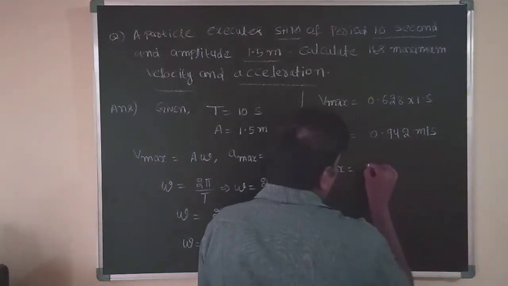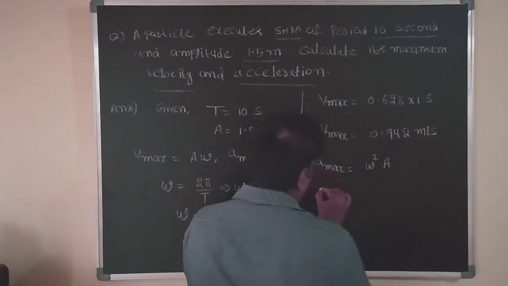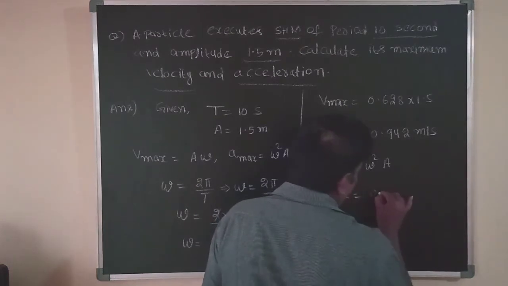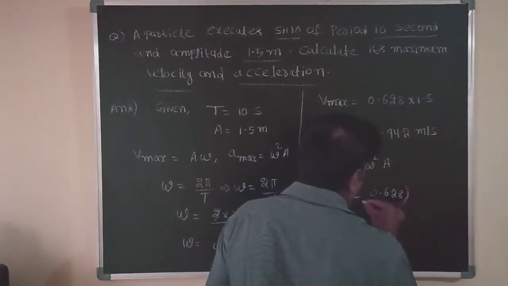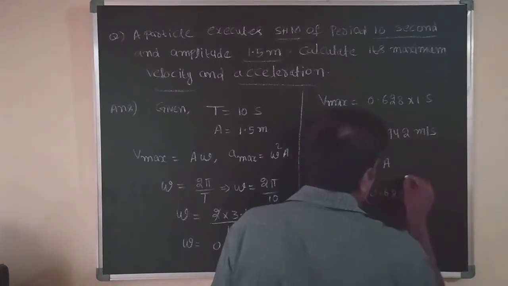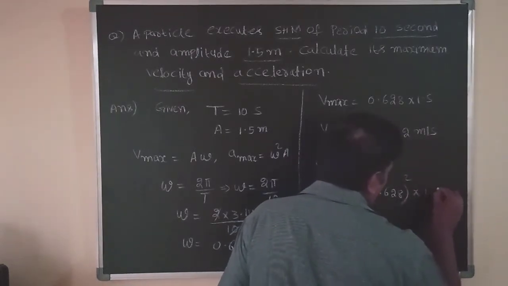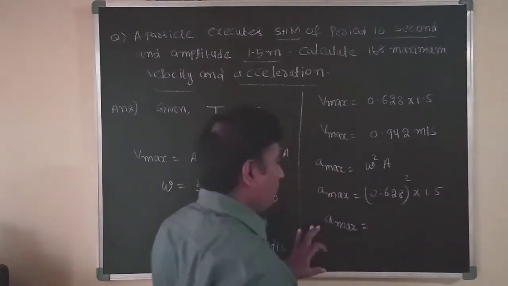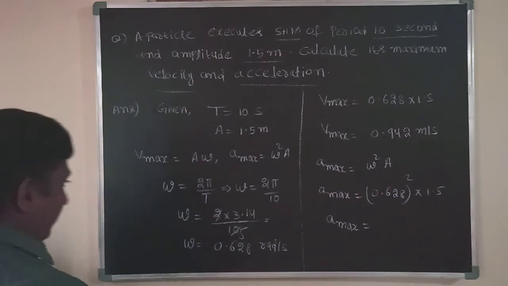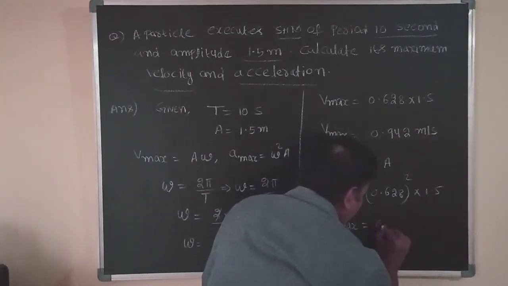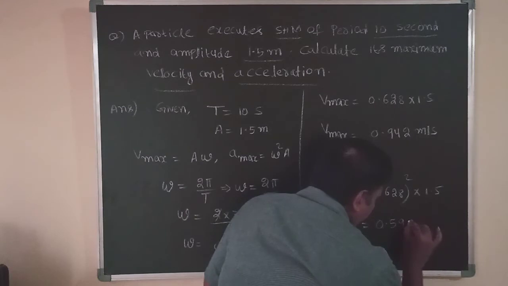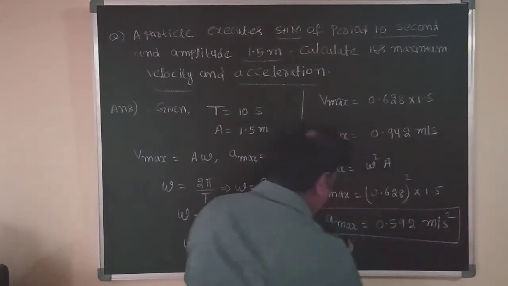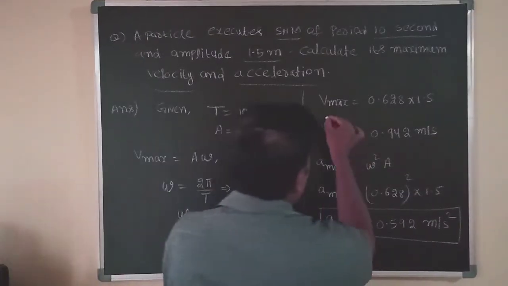So A maximum equals omega square A. That is 0.628, the omega value which we found, whole square, into 1.5. Finally we get the answer A maximum equals 0.592 meter per second square. So we have found it.